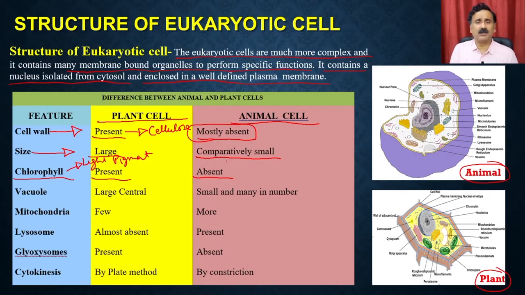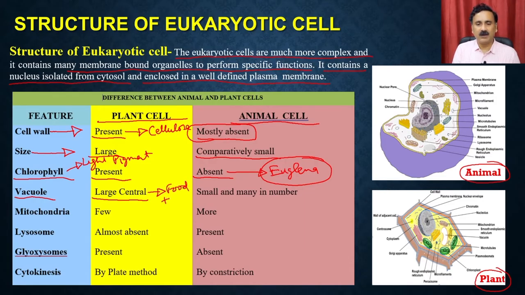There are exceptions where animal cells also have chlorophyll, for example Euglena. Euglena is an animal cell, but it also contains chlorophyll. Then we have the vacuoles. There are large vacuoles present in the plant cells, and the purpose of these vacuoles is to collect food material, or sometimes toxic substances, because plants are much more exposed to toxic substances, whereas the animal cell contains small vacuoles, in larger numbers.